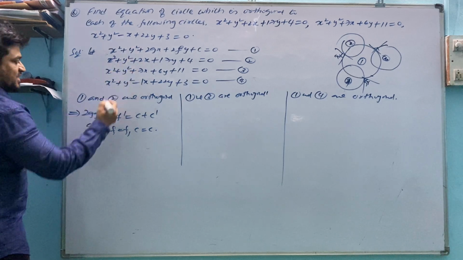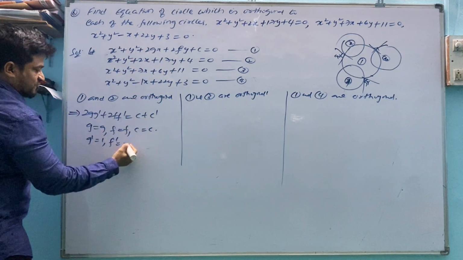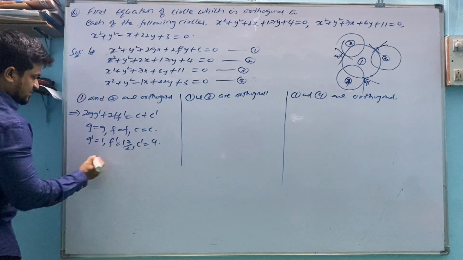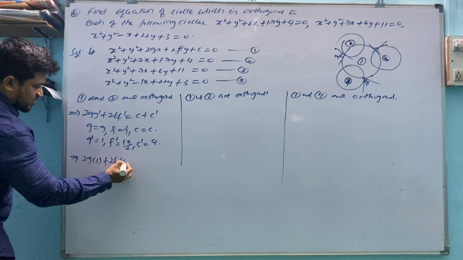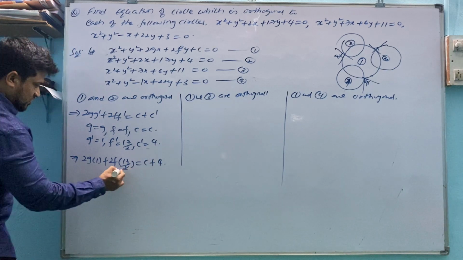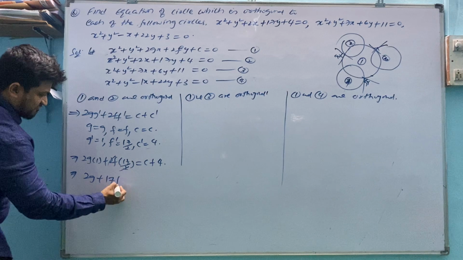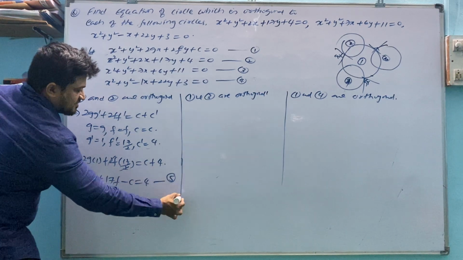From second one, g dash is 1, f dash is half of coefficient of y, 17 by 2, c dash is 4. So the condition is 2 into g dash plus 2 into f dash is equals to c plus c dash. Now 2 to cancel. 2g plus 17f minus c is equals to 4. This is equation number 5.